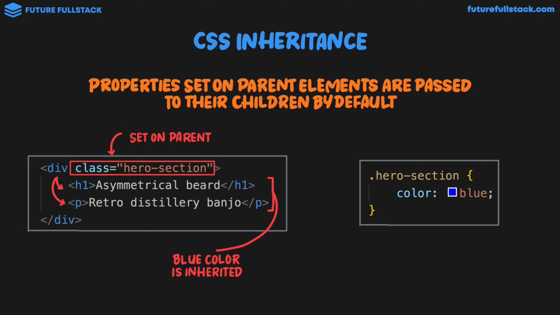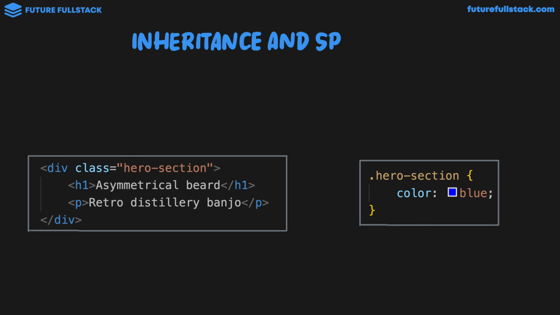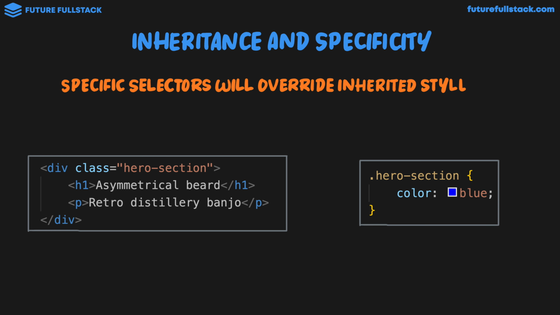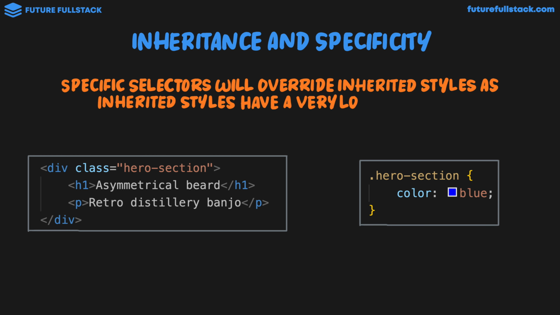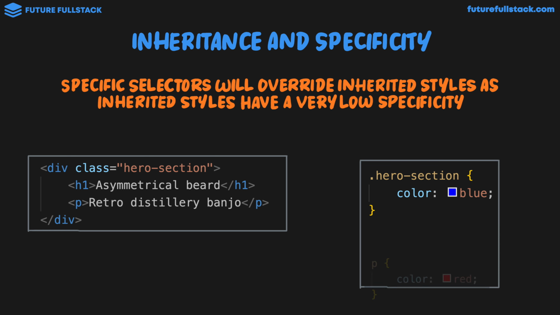So that's the basic idea of inheritance. Properties set on parent elements will be passed down to their children. And now quickly want to touch on inheritance and specificity. Specific selectors will override inherited styles, as inherited styles have a very low specificity. I'm going to update our CSS to now include this rule, where we're styling our paragraph red.